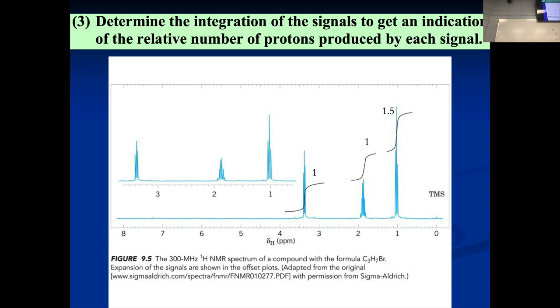Right? So if you know the integration, and you look at your choices and you go, well, that one's got way too many protons. That one's got way too many protons. This one's got the right number of protons. This one's got the right number of protons. You can eliminate half of them.